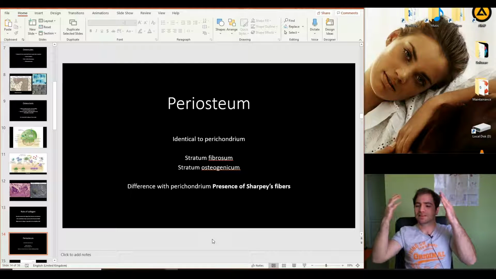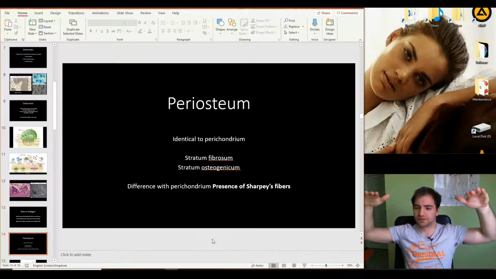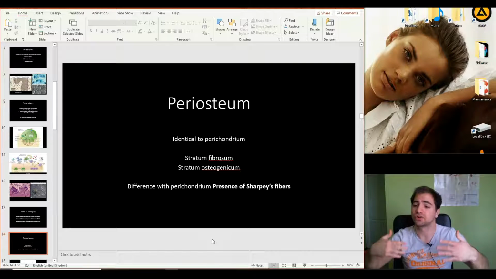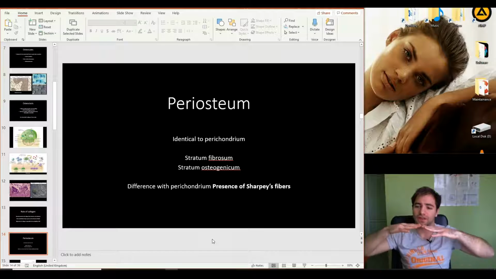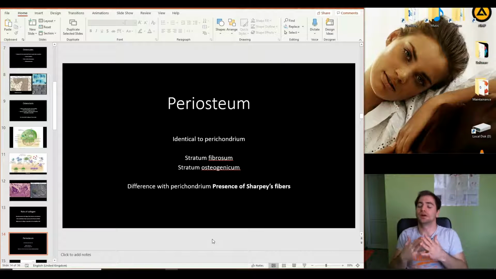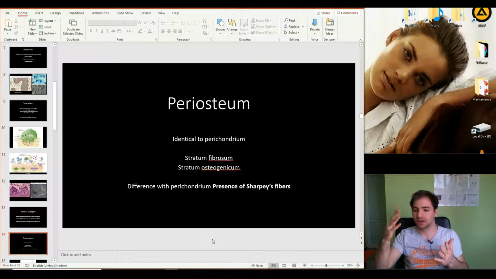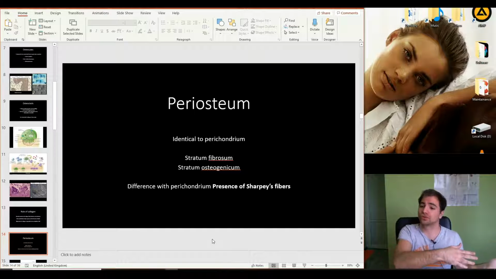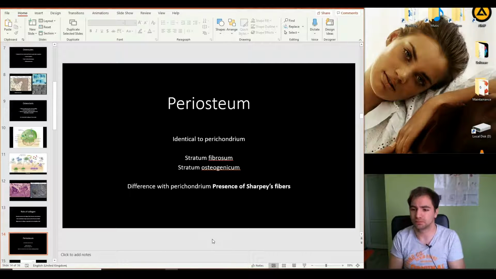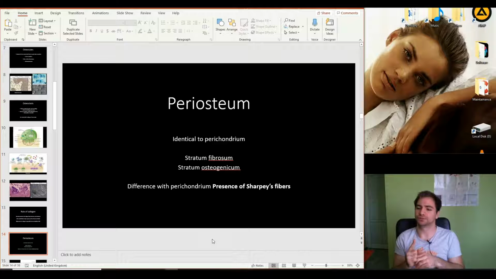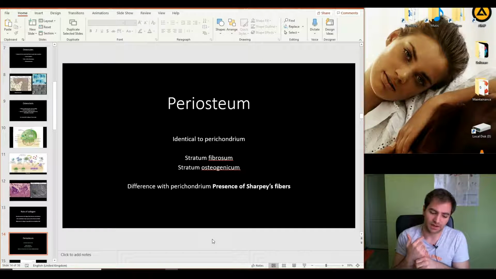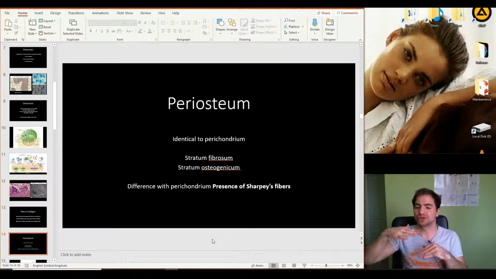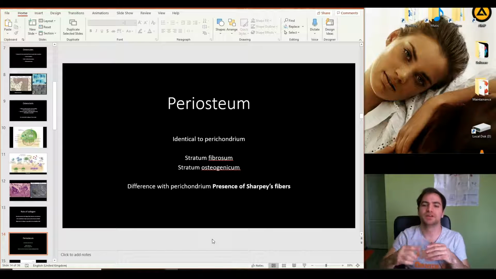We have exactly the same typical features. The upper part contains fibroblasts and collagen, with similar features. The second part, the stratum osteogenicum, contains mesenchymal stem cells, cells that will eventually become chondroblasts in the cartilage, and here they become osteoblasts. There is one major difference though: the adhesion of the perichondrium to the cartilage is not that tight. Here in the bone it is.